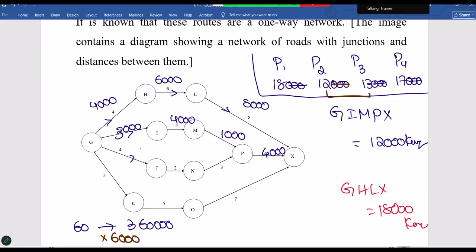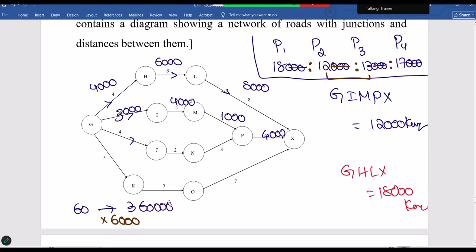This paths as per the total path length they said. So this is 18,000, this is 12,000, this is 13,000, this is 17,000. Then the ratio of this distribution should be 18, 12, 13 and 17, which means 60. All these are 60, but 3,60,000 vehicles should pass through this. So each one is multiplied by 6,000, then it will satisfy.